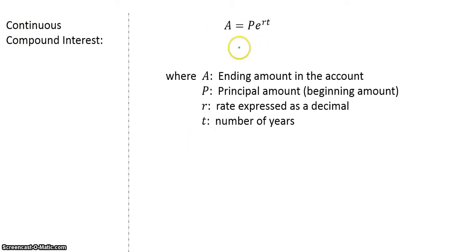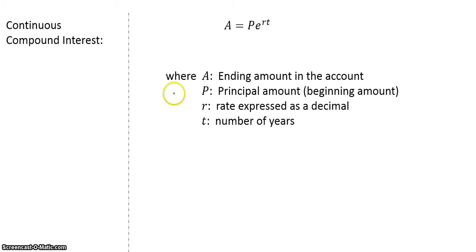So now we need to use this new formula, and I call this the PERT formula, kind of like the shampoo, if anybody's heard of Pert shampoo, where it's the principal. A is still the ending amount in the account. P is still the principal amount or the beginning amount. R still represents the rate expressed as a decimal, so turn the percent into a decimal by moving the decimal 2 spaces to the left. And T is still representing the number of years.